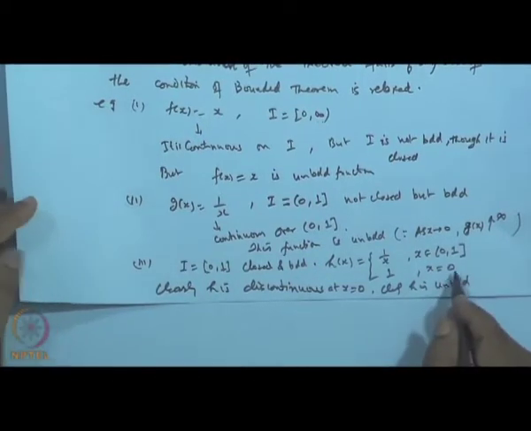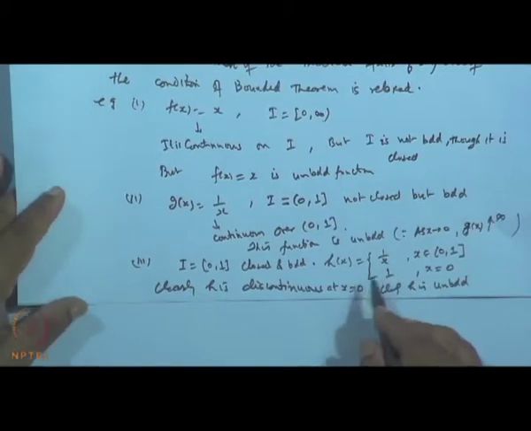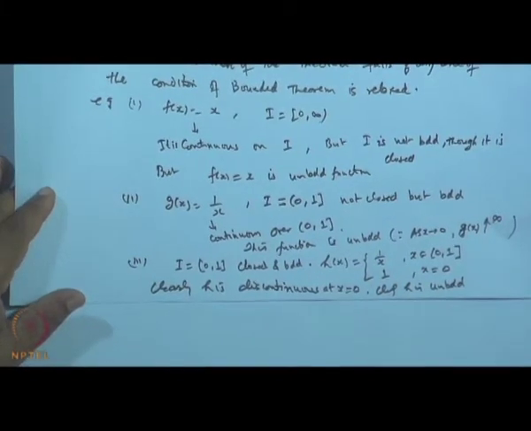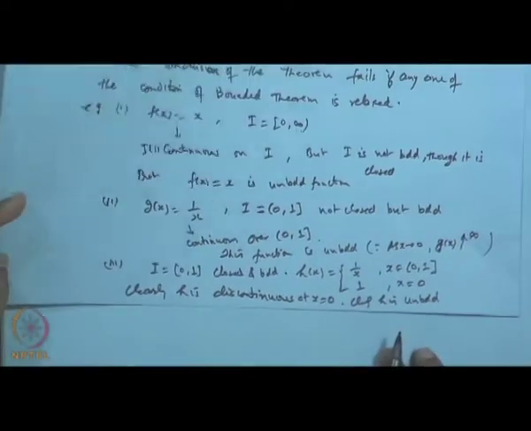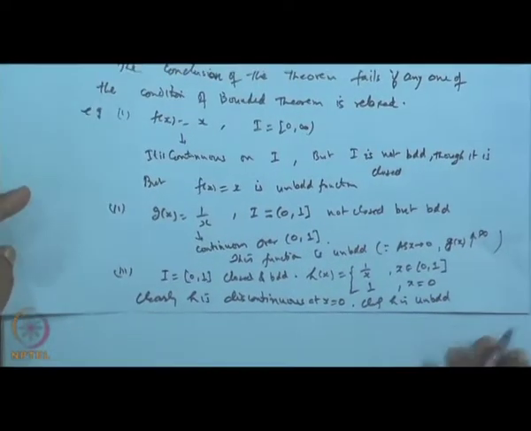As x approaches 0, 1 by x is not a bounded function. It is discontinuous and unbounded on the interval. So we can see that the boundedness theorem is only applicable when all three conditions are taken into consideration. The next result which we want is the maximum minimum theorem.